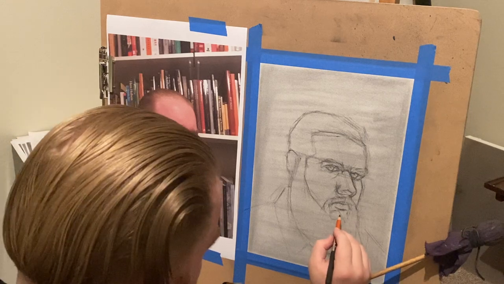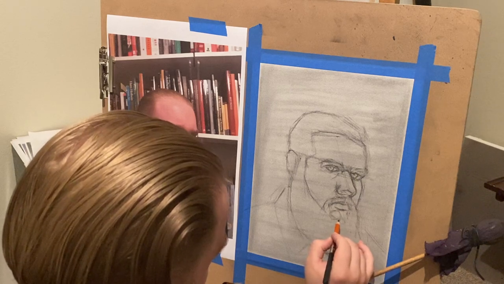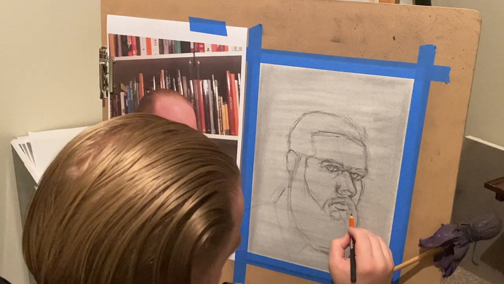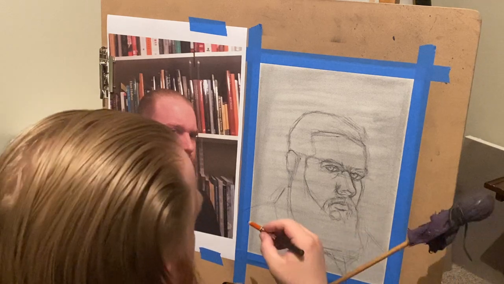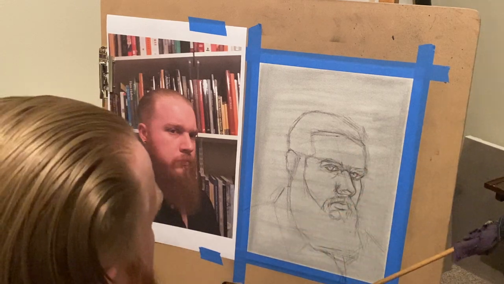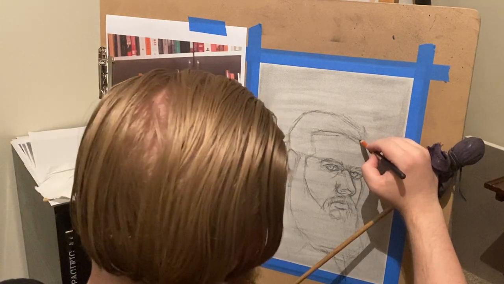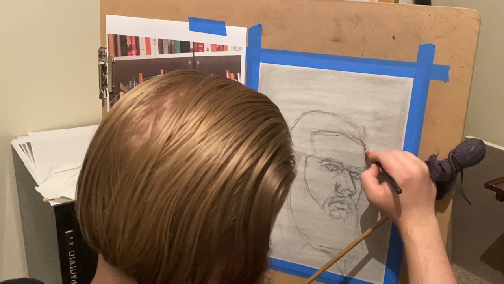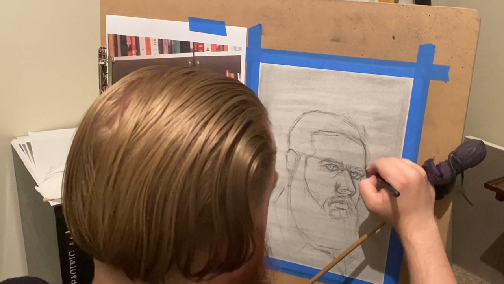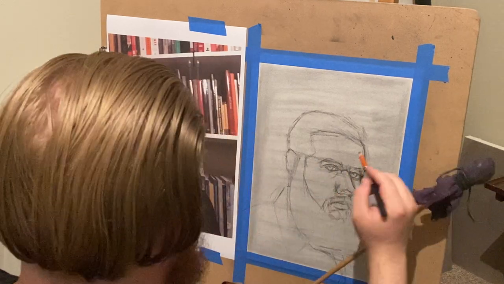And a lot of this, once again, I'm going to deal with more in the actual shading process in the next video. But I want to make indications of where things are going to be so that when I come to the shading, it's going to be a lot easier to deal with. All right, so from there, let's finish off my forehead. It's going to tie into where my eyebrow is there.